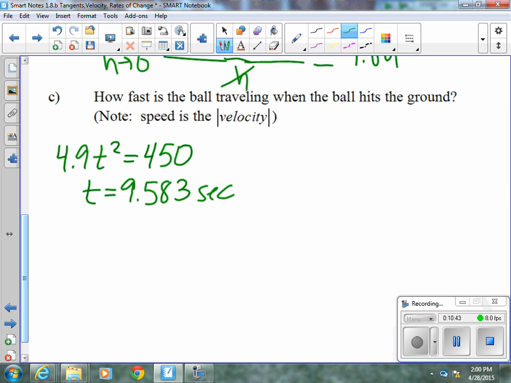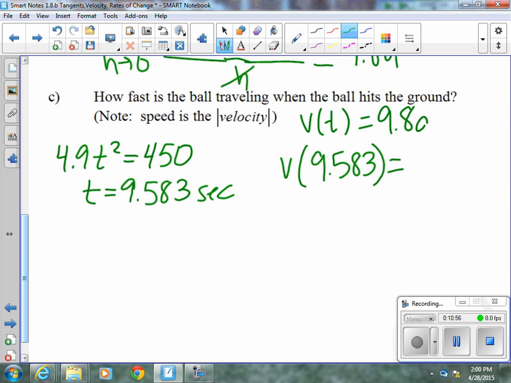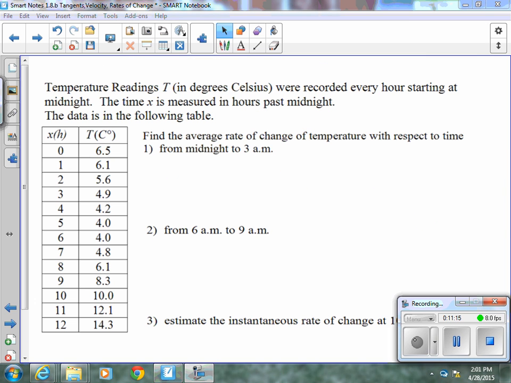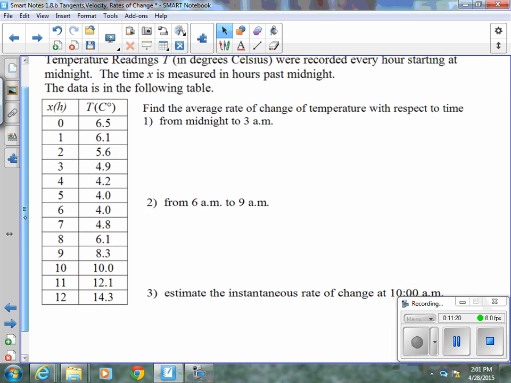Now it asks how fast is the ball traveling when that hits the ground, so we need the velocity at 9.583 seconds. And our velocity equation we found earlier was 9.8a. So if I plug in that 9.583, I get a velocity of 93.913, and it's velocity, so that's going to be measured in meters per second. Now finally, I'll show you one of these. I'm going to give you time to work on the rest.